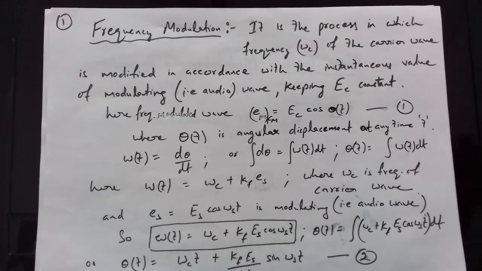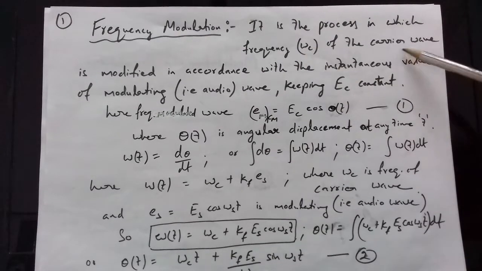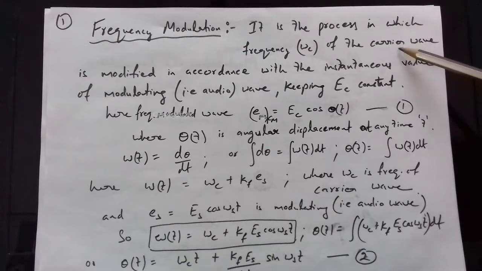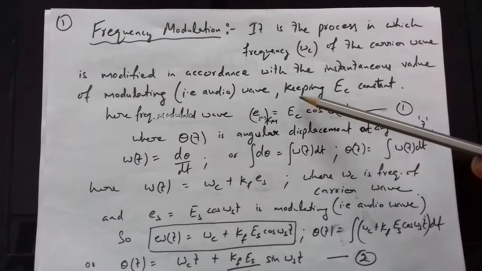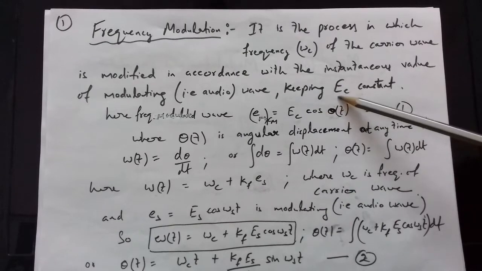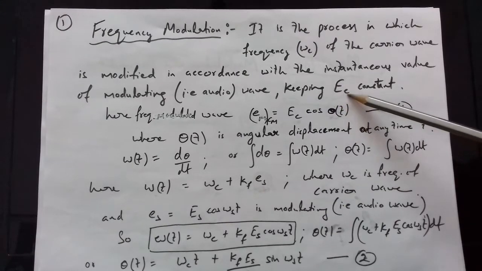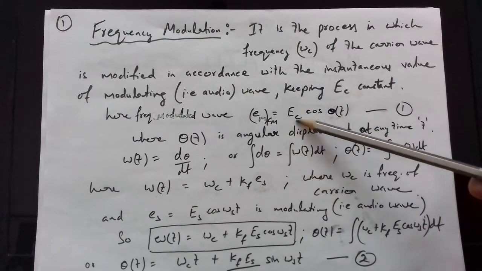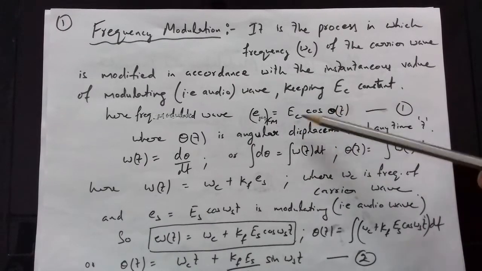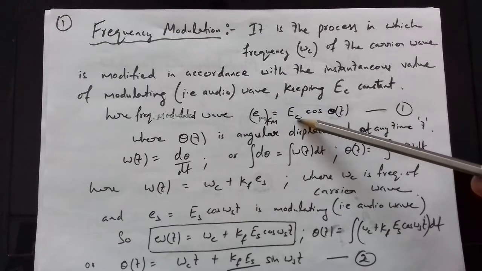In frequency modulation, the frequency of the carrier wave is modified in accordance with the instantaneous value of the modulating wave, keeping Ec constant. Therefore, the equation of the FM wave becomes Ec cos theta t. Ec remains constant in FM.